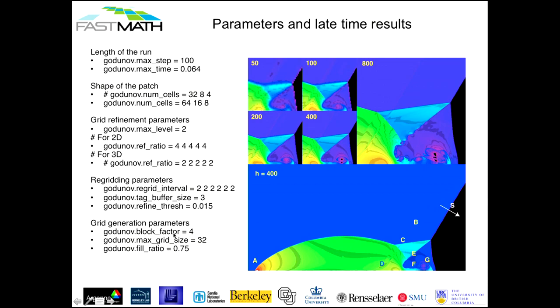There's a blocking factor, as I mentioned before. There's a max grid size, which I've set to 32. These are things you can play with. So you can play with what the refinement ratios are. You have enough time to play with the blocking factor or play with the max block size. There's also a min box size.